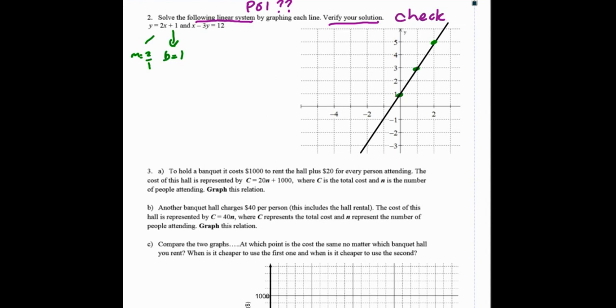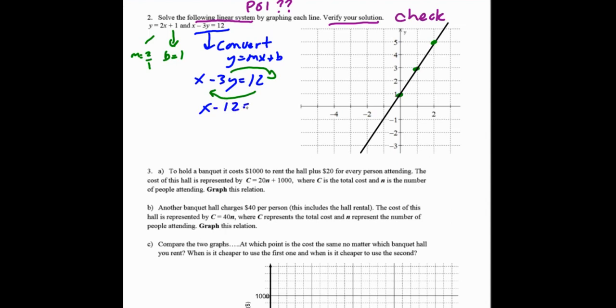All right. Now that's our one line, so let's get the second line ready. Okay, we cannot solve it from here, so we're going to have to convert to y equals mx plus b. So x minus 3y equals 12. I don't like when that y is negative, so I bring it over to this side to turn it to positive. And I don't want this 12 with that, so I'm going to bring it over here. And so we have x minus 12 equals 3y.